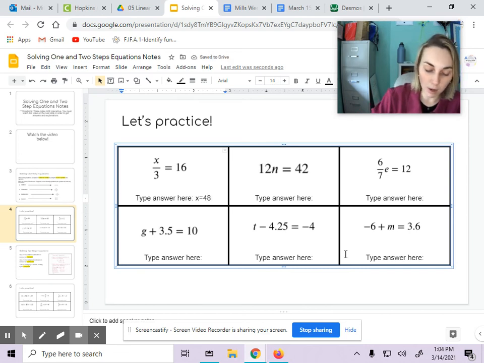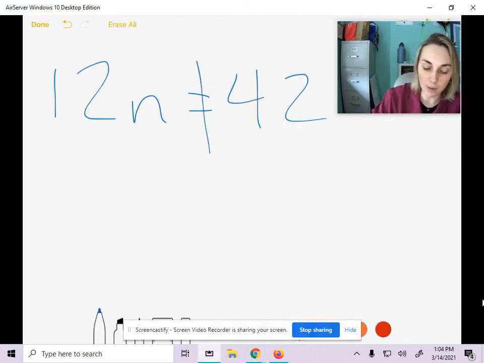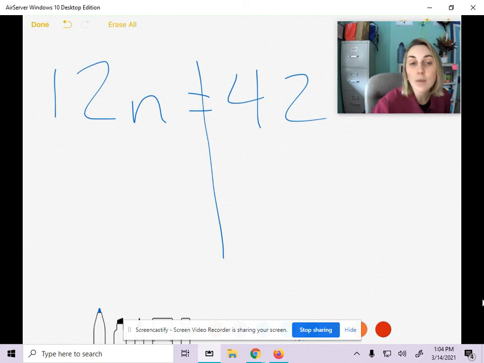All right, here's our next problem. We have 12n, and that is equal to 42. All righty, so again, first steps, we're going to put our balance beam through the equal sign. And then we need to get n by itself. Well, we have to use the inverse operation.